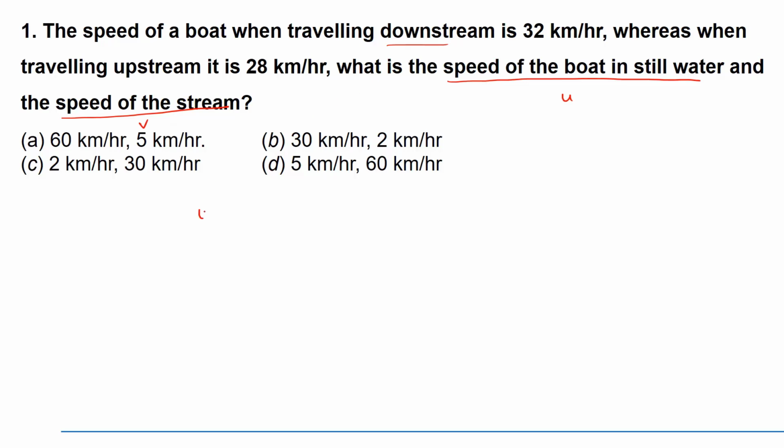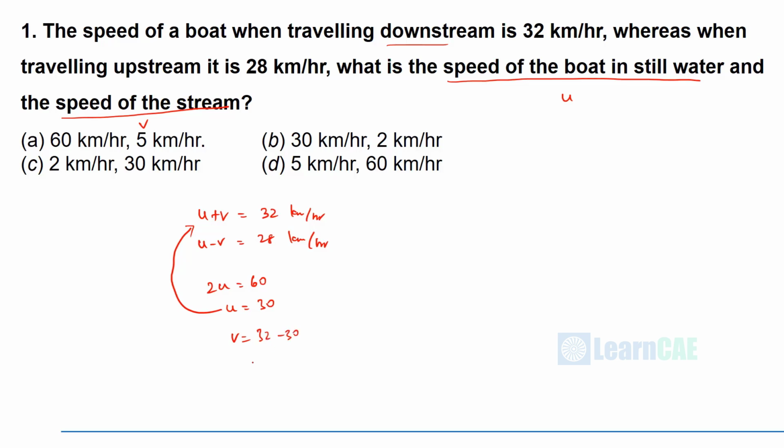Downstream is nothing but u plus v, that is 32 km per hour, and when traveling upstream it is 28 km per hour. Upstream is u minus v, which is 28 km per hour. So adding these two will give you 2u is equal to 60, u will be equal to 30. Substituting this into the first equation, we will get v is equal to 32 minus 30, that is v is equal to 2 km per hour. So the answer will be 30, 2. The answer is B.